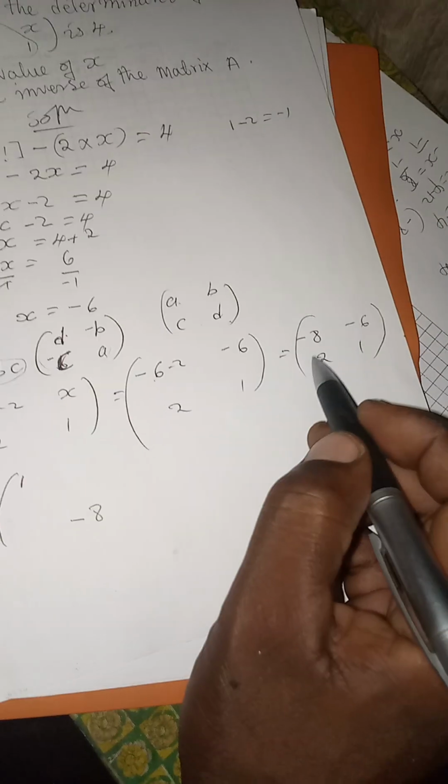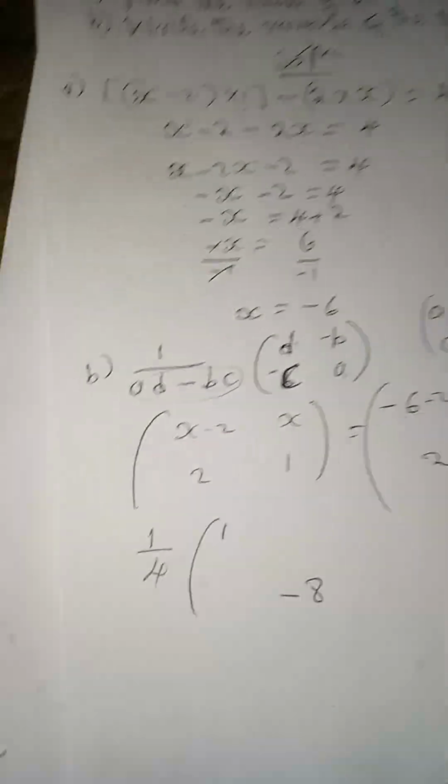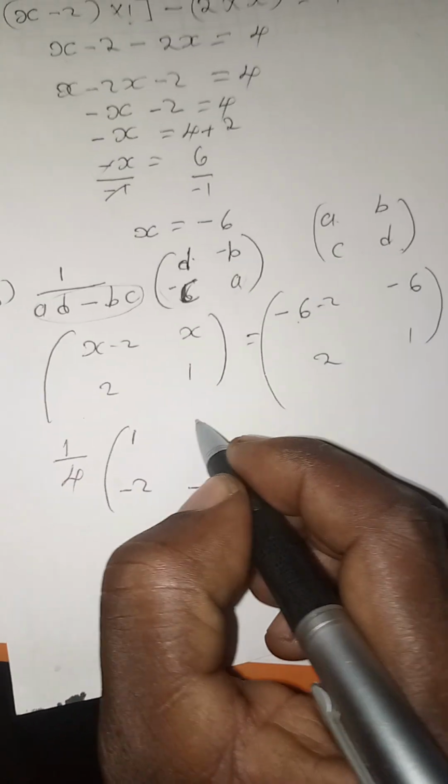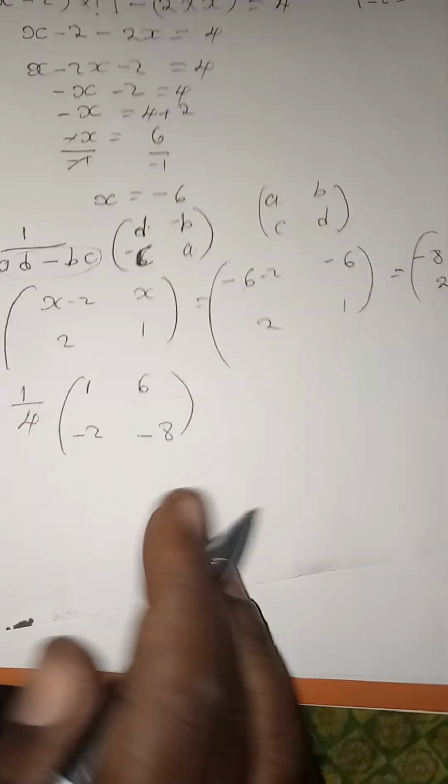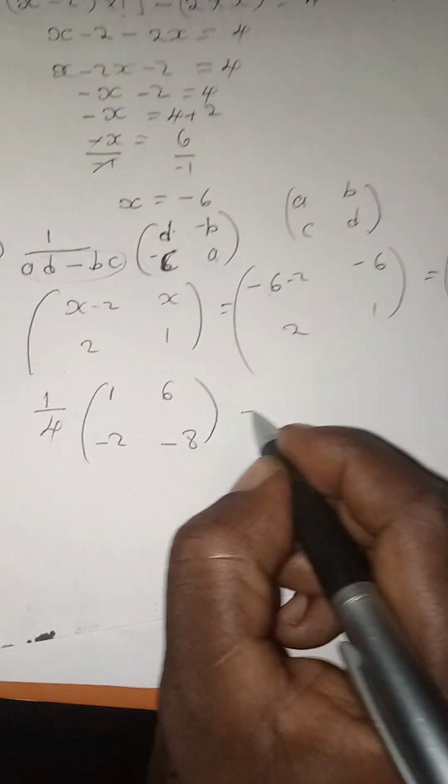But for 2 and negative 6, they will remain the same, but we negate them. So 2 will be negative 2. Negative 6, when you negate it, will be positive 6. Alright? So we are good to go.